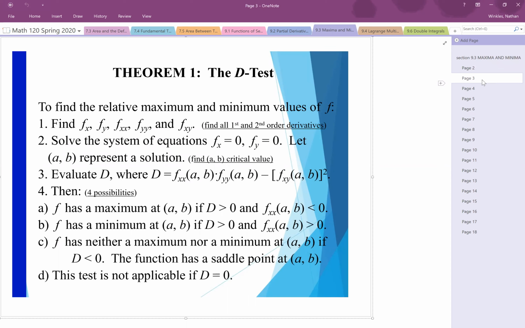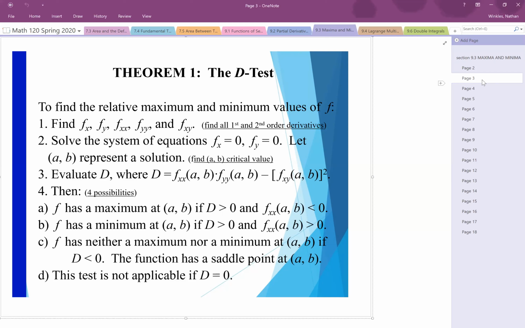So our D test is the test we're going to have to use every time in order to figure out if we have maximum or minimum values. First thing, we need to find all of our first and second order derivatives: fx, fy, fxx, fyy, and fxy. Next, we're probably going to have to solve a system of equations in a lot of cases, fx equals 0 and fy equals 0, to determine our point (a, b). In other words, that's our critical point in terms of 3D here.